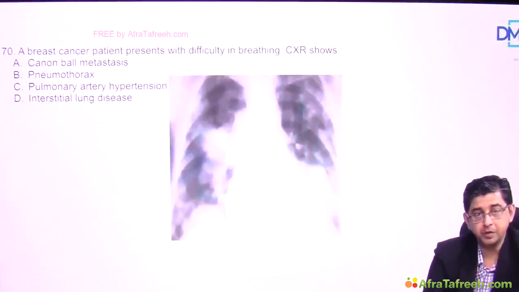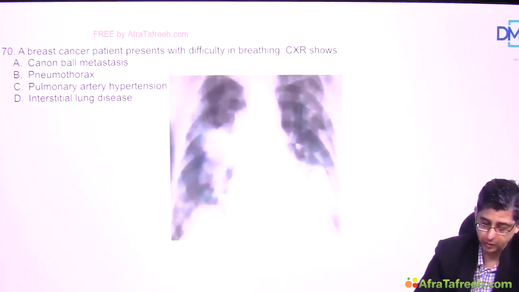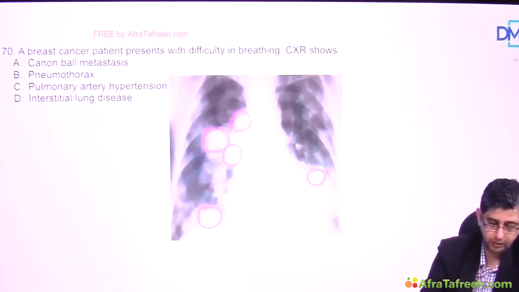A breast cancer patient presents with difficulty in breathing. The chest X-ray shows, you will notice these huge, big circumscribed lesions. Huge ones everywhere. So these would be called cannonball mets.